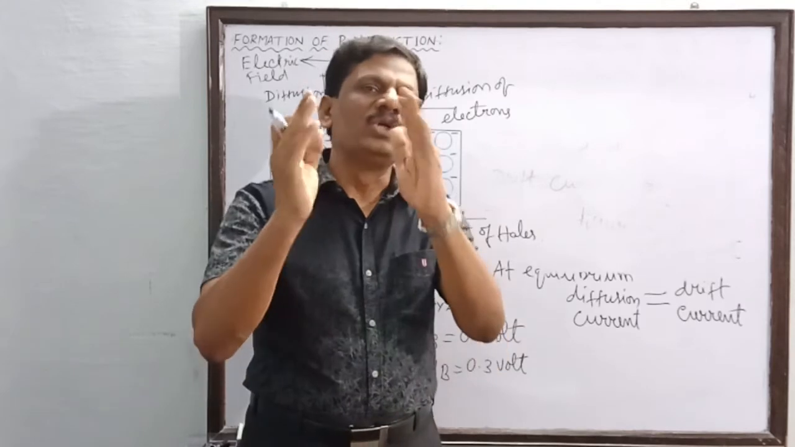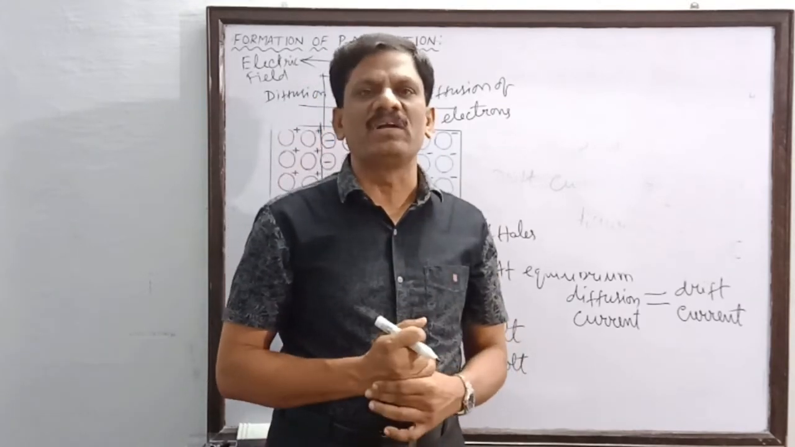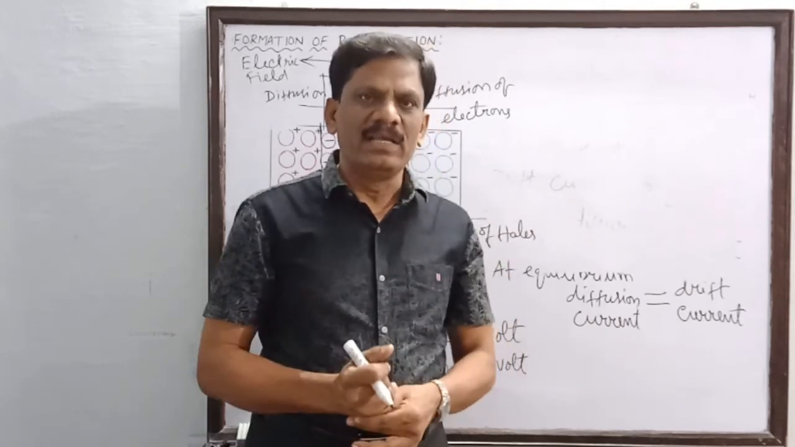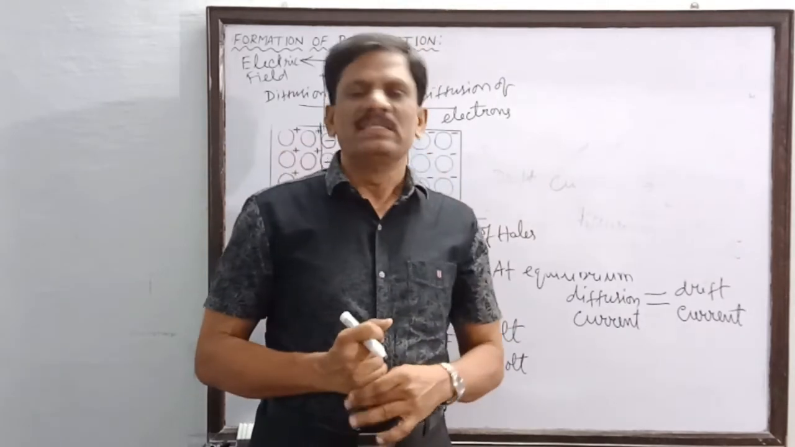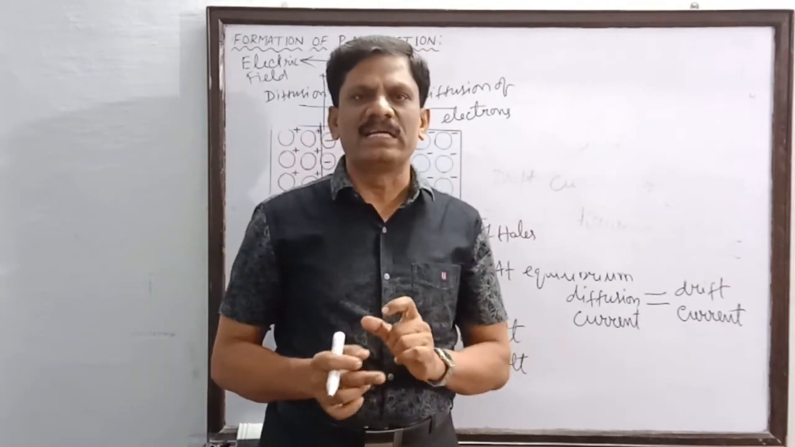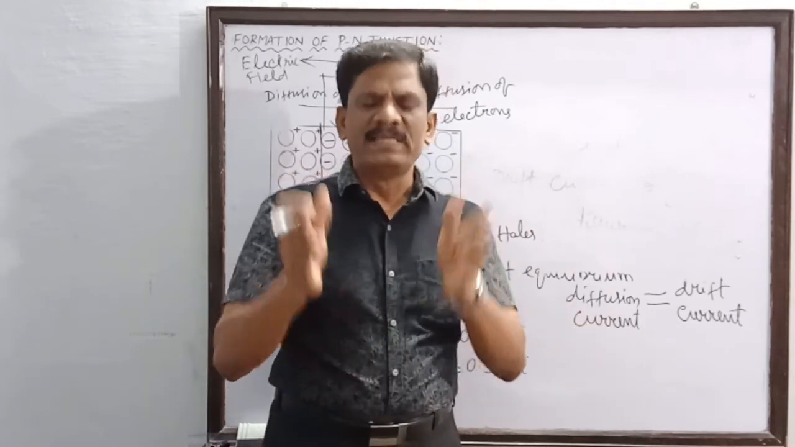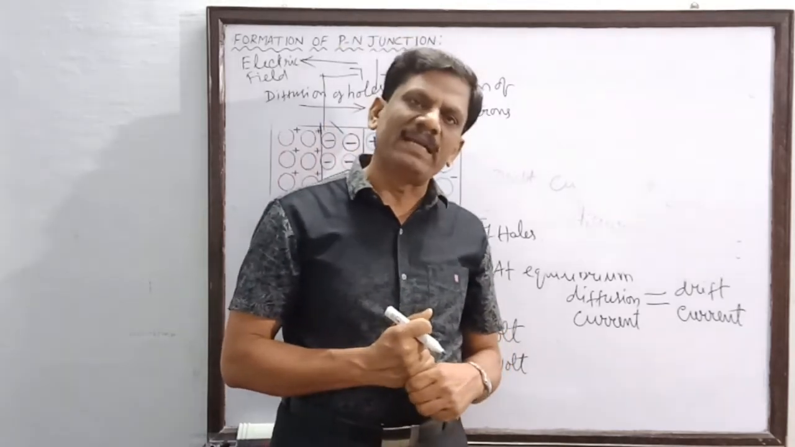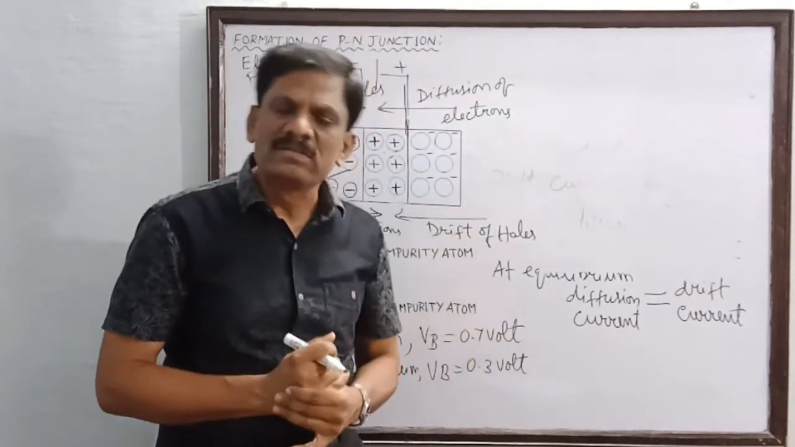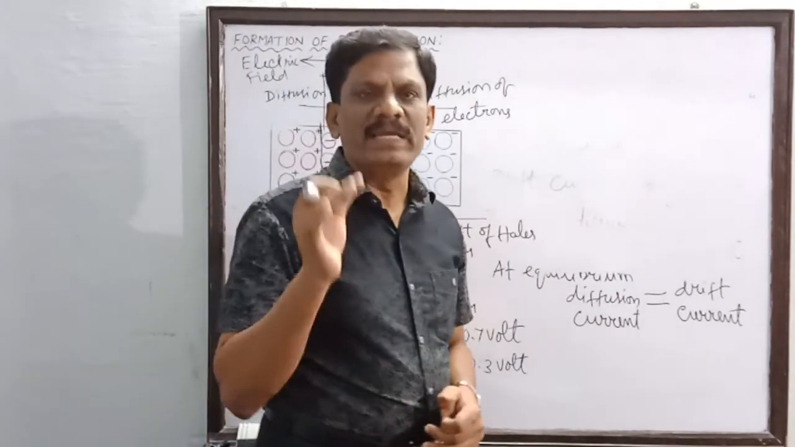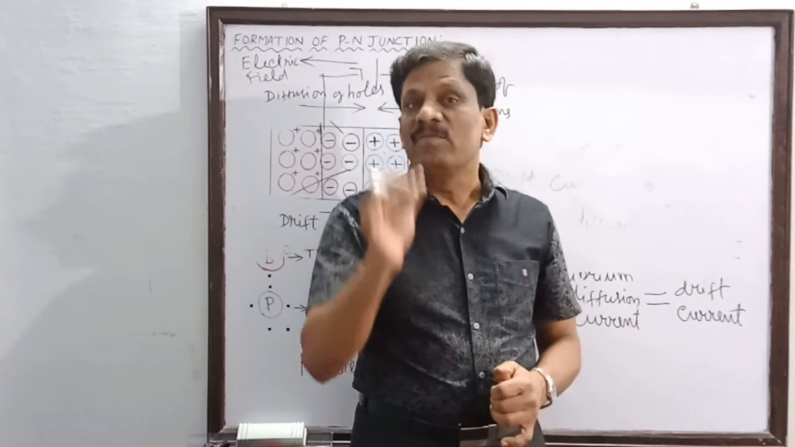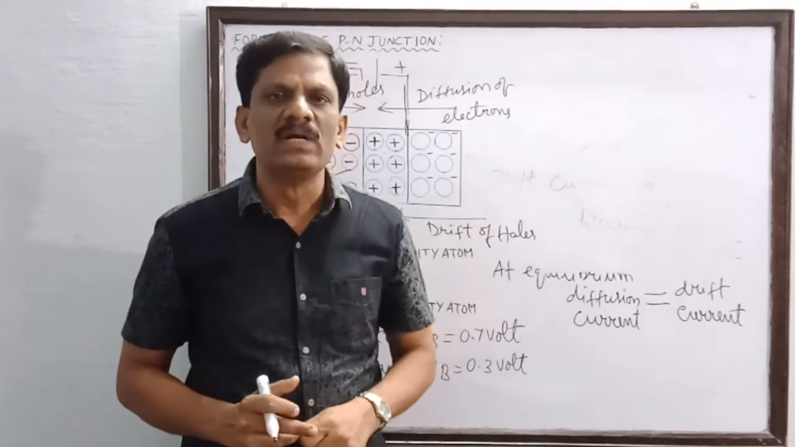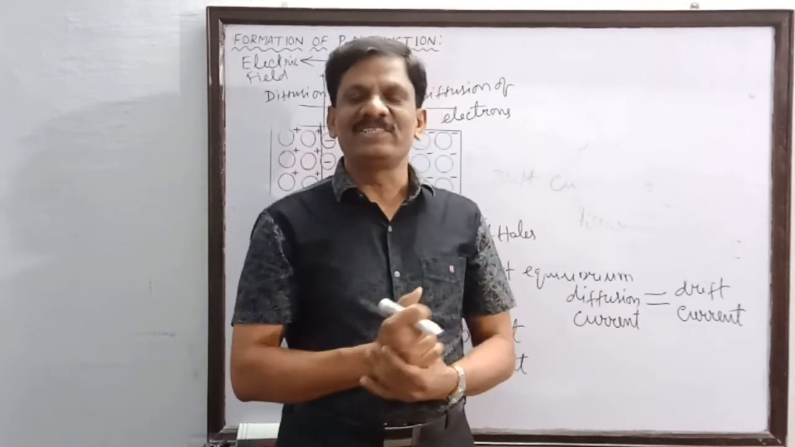Okay, students. What are the two types of currents involved during the formation of this PN junction? One is diffusion current, the other is drift current. Initially, as soon as the contact is made, the diffusion current will be greater than the drift current. But after some time, once the PN junction is established, an equilibrium state will be attained. At equilibrium, both the diffusion current and the drift current will be equal. The diffusion current is mainly due to the flow of majority charge carriers, and the drift current is due to the flow of minority charge carriers.